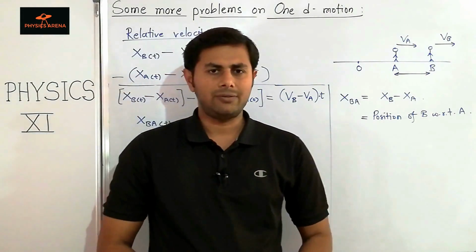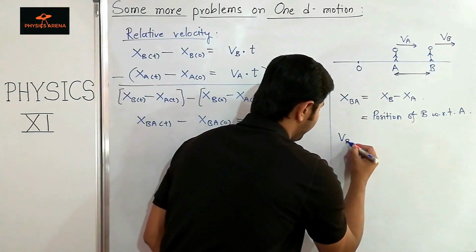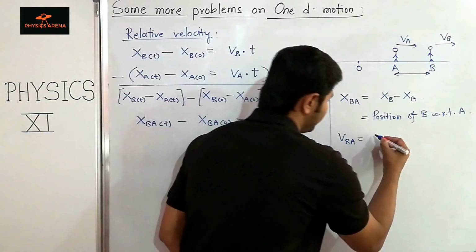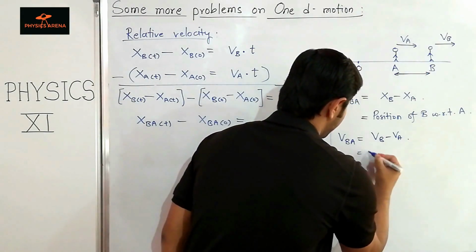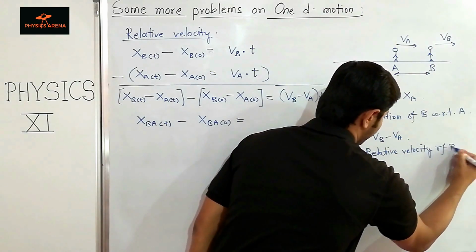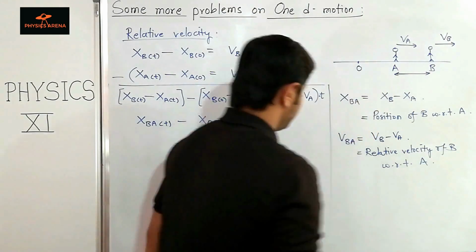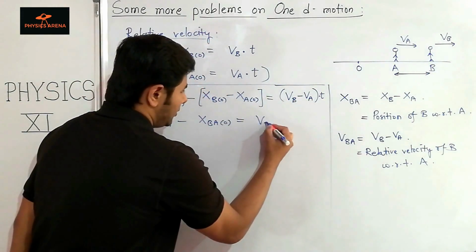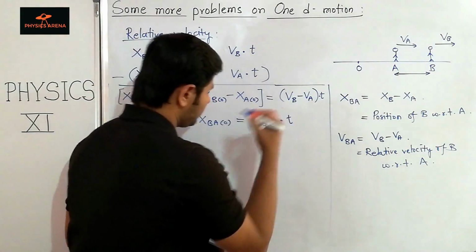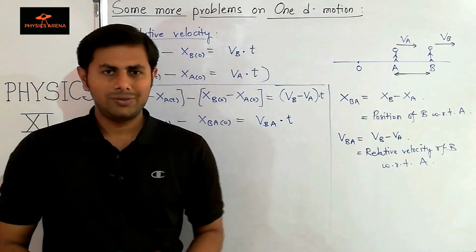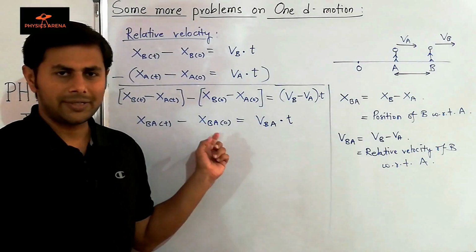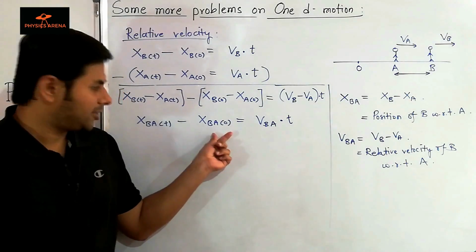So similar to position, I will say that Vba is relative velocity of B with respect to A. So it is Vb minus Va, and it is relative velocity of B with respect to A. So in place of Vb minus Va, I will write Vba. Okay, so this is relative position of B with respect to A at time t. This is relative position of B with respect to A at time 0.